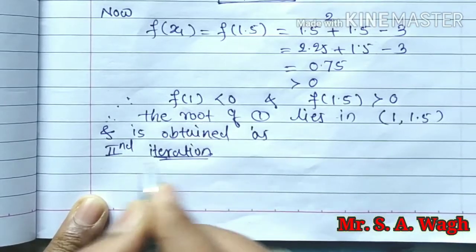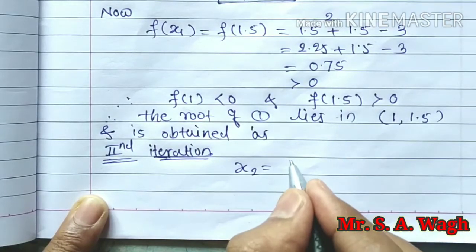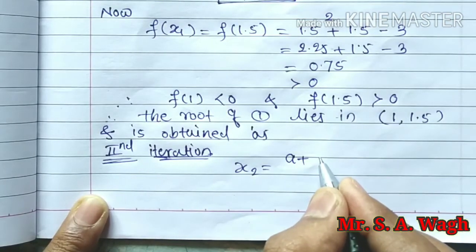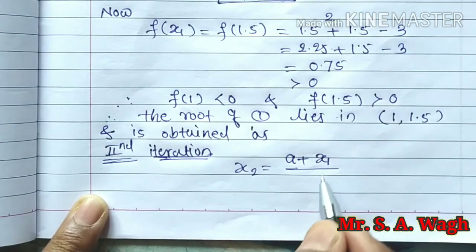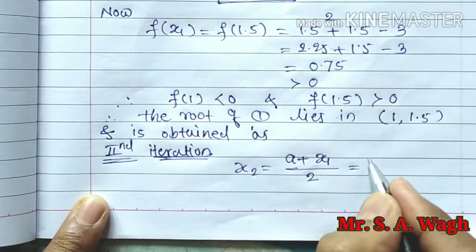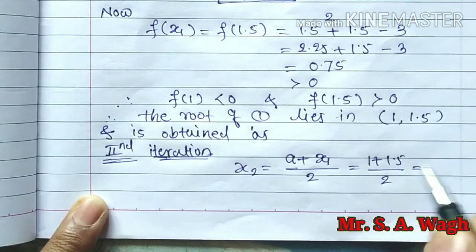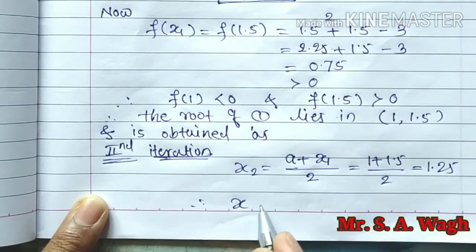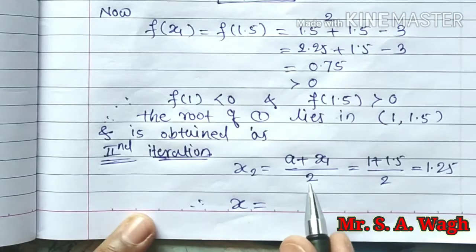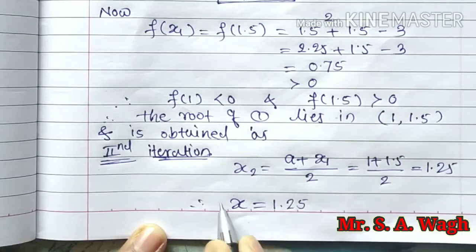So in that second iteration, now the formula is x2 equal to again a plus b, where b is replaced by x1, because in this interval b is replaced by x1, divided by 2. So this is 1 plus 1.5 divided by 2. What it means? 2.5 divided by 2, that is 1.25. Therefore finally the value of the answer of your question, or root of the polynomial after 2 iterations, x is equal to 1.25.